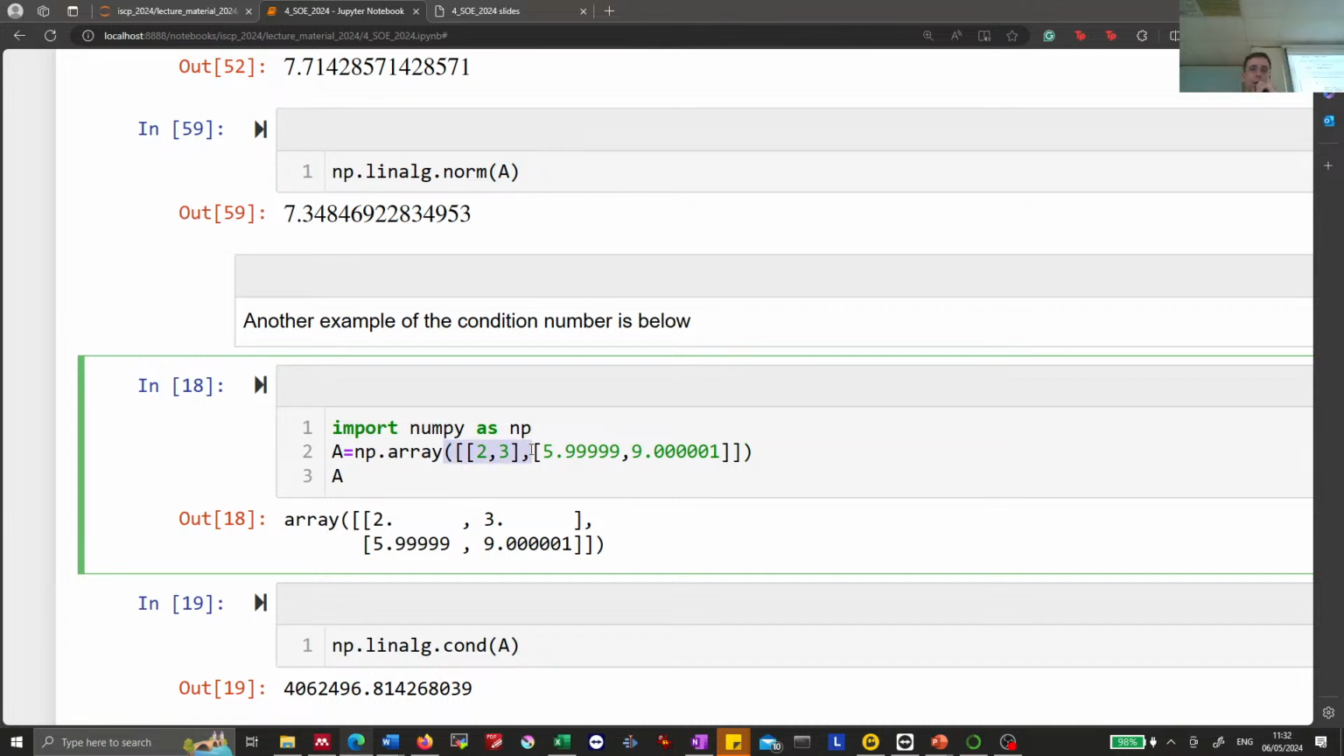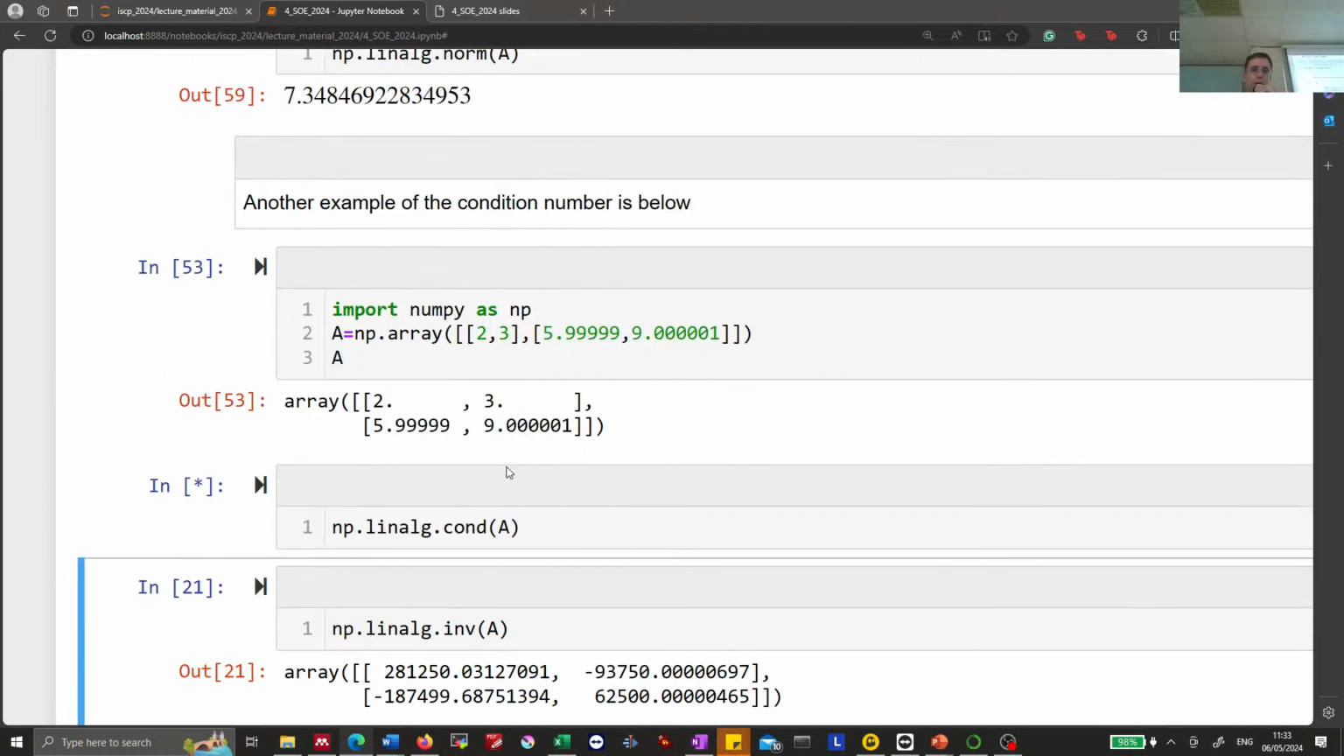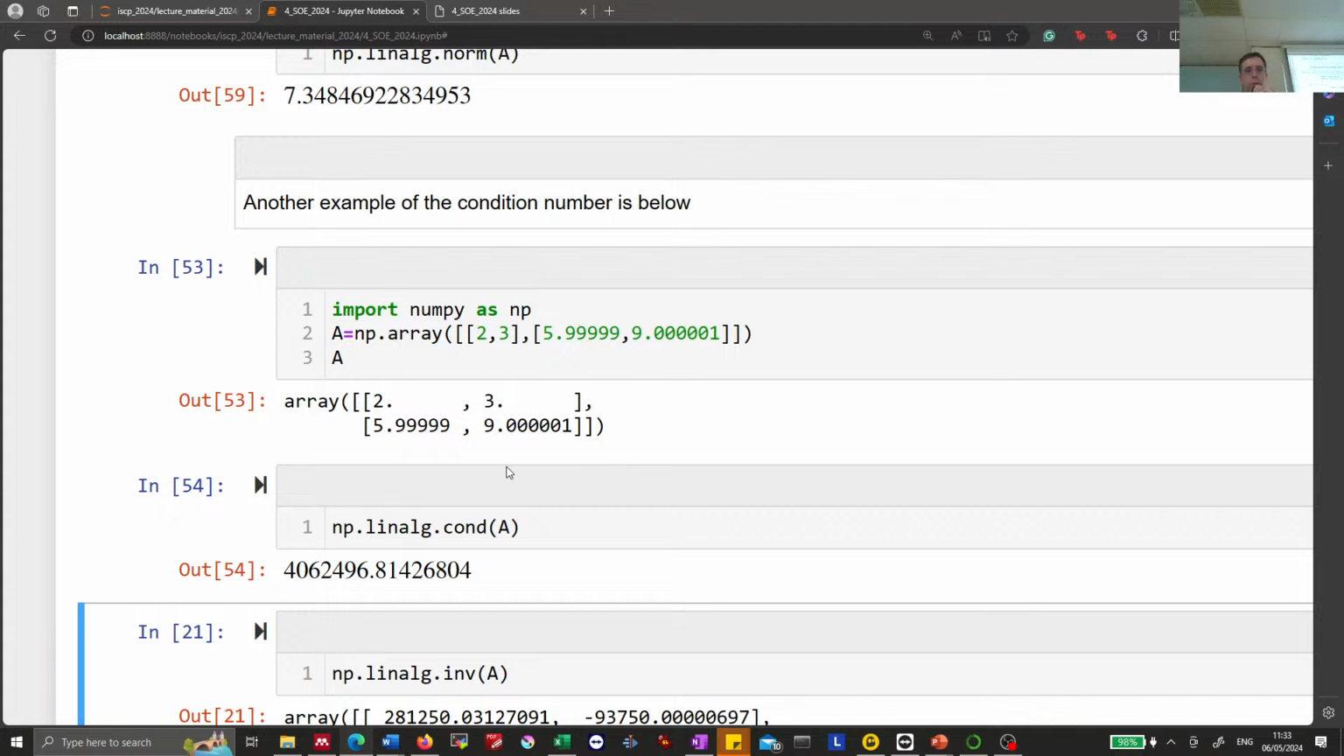So I set up here a second matrix, 2, 3, 5.999, and 9.00001. When you have these vectors in that matrix, you should observe that they are almost linearly dependent, meaning I can take one vector, multiply it by 3, and I get the other vector. The differences are here in the order of 1 over 100,000. So I have defined this matrix, I get the condition number, and I get what? 4,062,000. So this is much larger than the previous condition number.